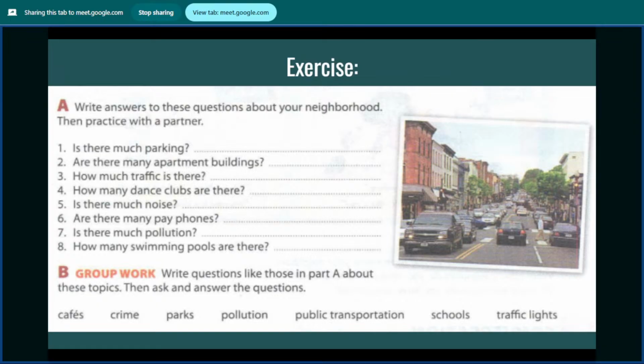Yes, Sampada, please continue. Are there many apartment buildings? Yes, there are two apartment buildings. How much traffic is there? You can, instead of two, you can say yes, there are a few. Yes, there are a few. Great.